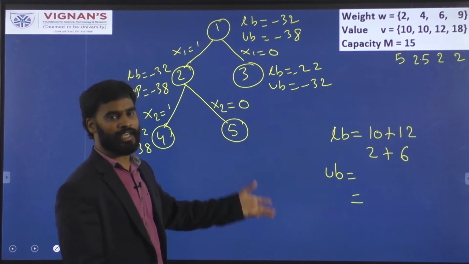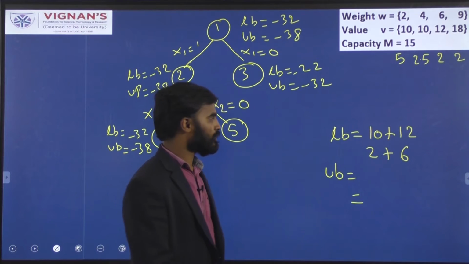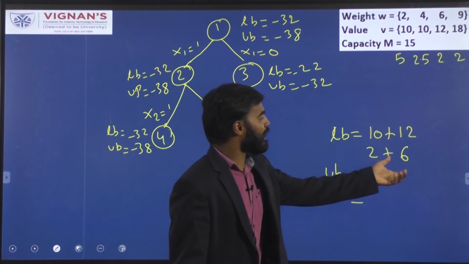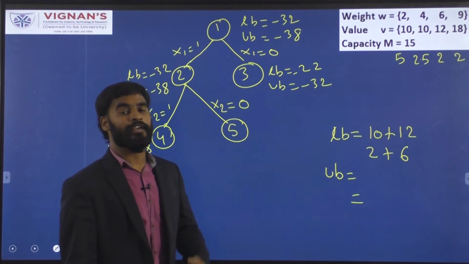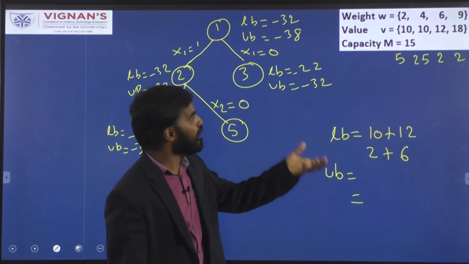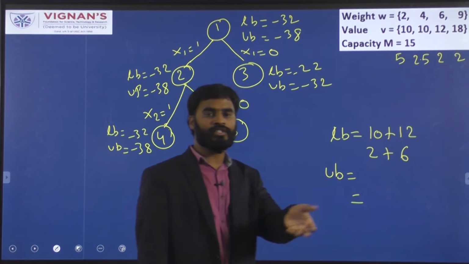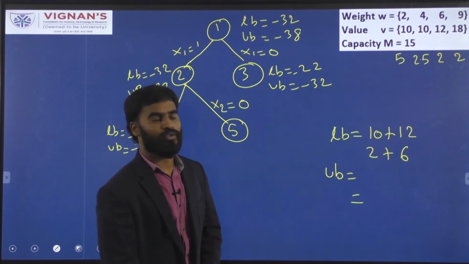So I decided not to include the second one. So include third one. Can I include the fourth one? So far I added 8 kilos of weight. If I add fourth item whose weight is 9, so 9 plus 8, 17, it exceeds the capacity, so you are not supposed to add fourth item.